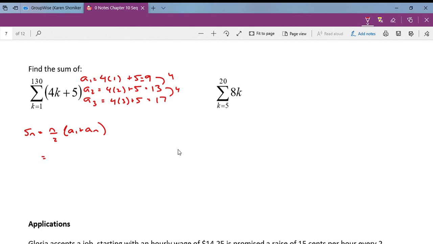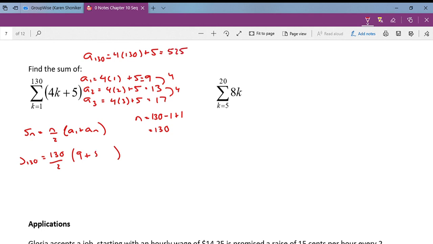So now I have to figure out how to use the formula. Well, the number of terms is always going to equal the top number minus the bottom number plus 1. So this is 130 terms. So there's 130 terms I'm finding the sum of, where the first term we already found was 9. But now I have to find the 130th term. So the 130th term would be 4 times 130 plus 5, which is going to be 525.